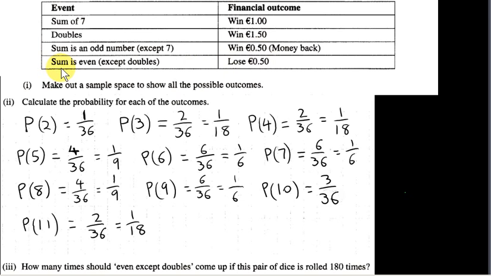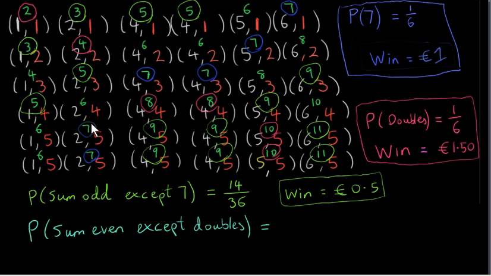Finally, we have the event that the sum is even except for doubles. So let's highlight those events. These are even numbers, and 4-2 is not a double. And that's it. Sorry, forgot this one. So that actually covers all the outcomes, all 36 outcomes.